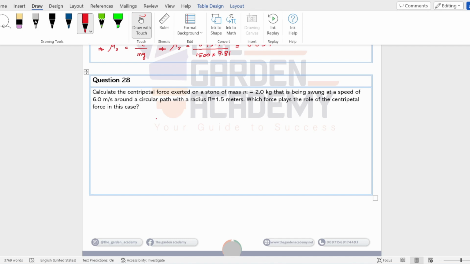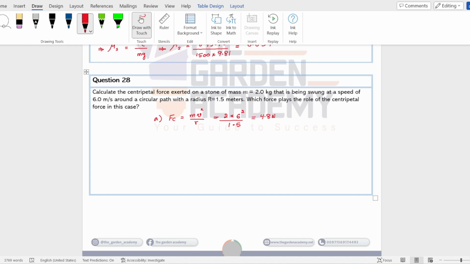So first of all, we start by finding the centripetal force. F sub C is equal to m v squared over r. طبعا again, why do we use this equation? Because we have the linear speed, which is 6 meters per second. Now we substitute the values, plug in the values. m is equal to 2 times v, which is 6, and don't forget the square, divided by the radius of rotation, which is 1.5. And the answer of this will be 48 newtons.